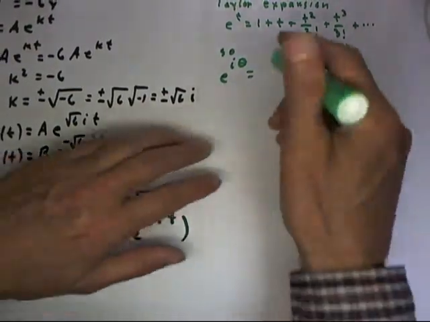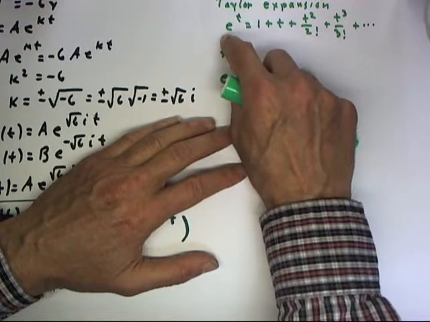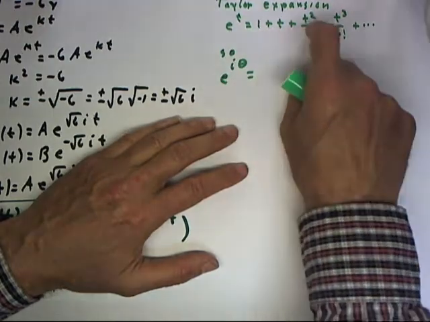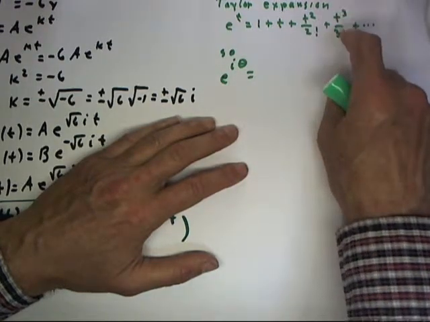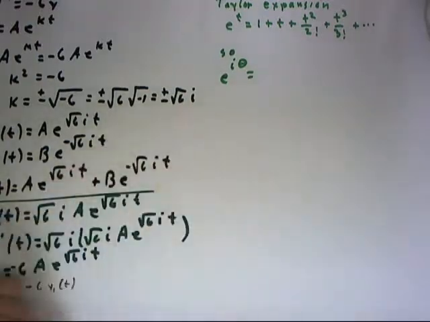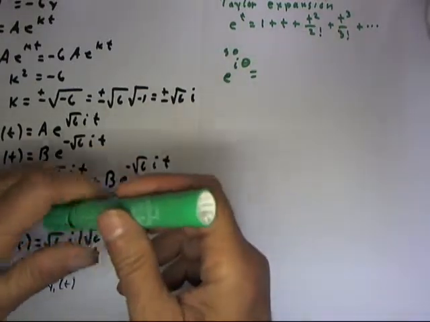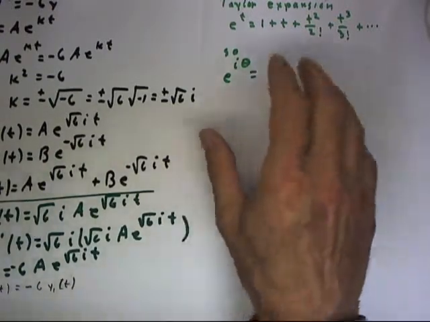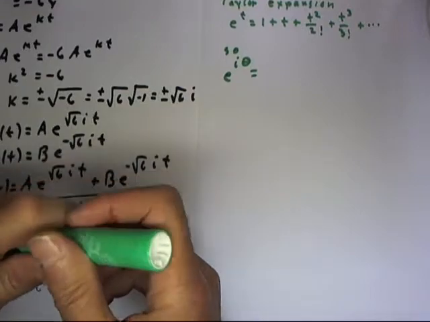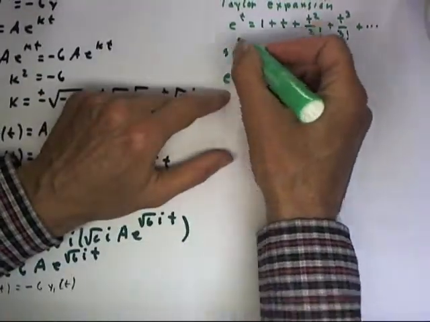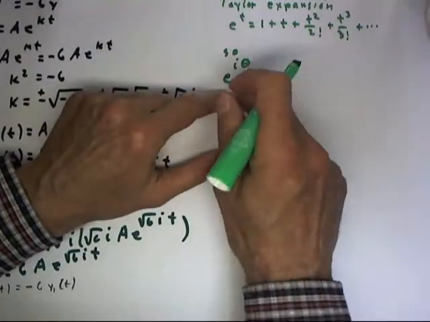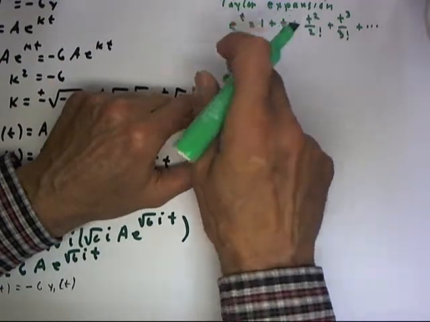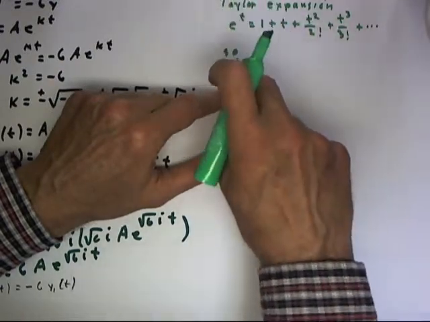Now let's recall the Taylor expansion for the exponential function. e to the t is 1 plus t plus t squared over 2 factorial plus t cubed over 3 factorial, etc. And if you don't understand this, you need to review the Taylor expansion, but it's a very straightforward expansion. You should also review the expansion of the sine and cosine functions, because that's where we're heading, as you'll see in a minute. Okay, now if e to the t is this, then e to the i theta is going to be just what we get when we replace t with i theta.